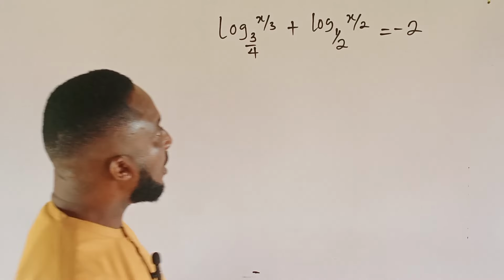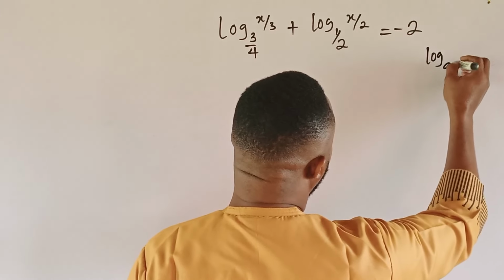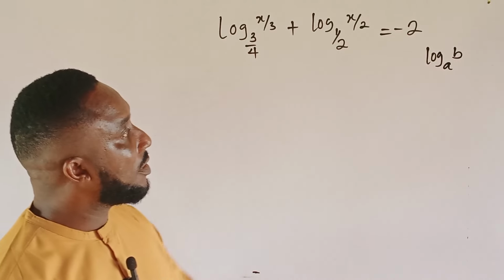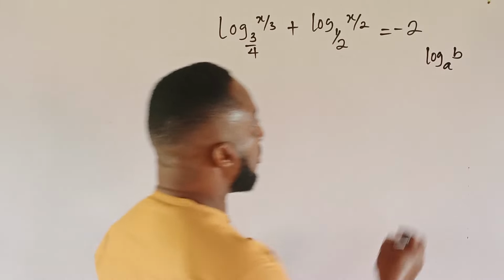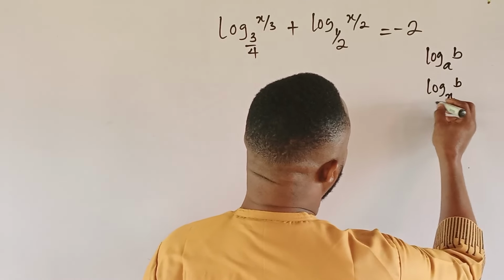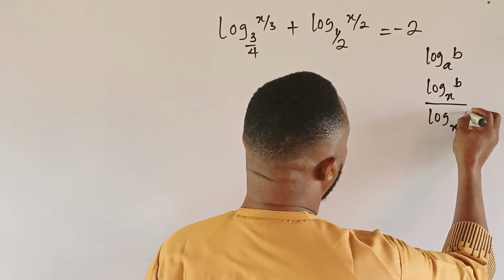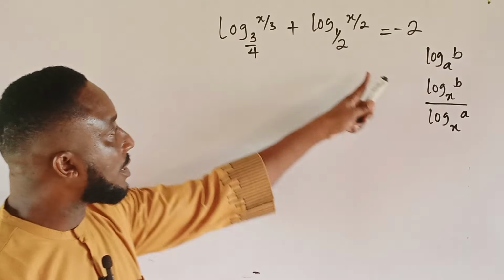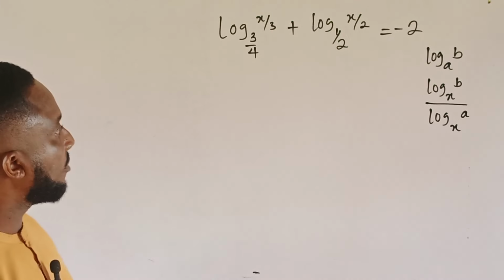We are used to the fact that if we have log to the base of a of the argument b, I can decide to change the base a to x. So that becomes log to the base of x of the argument b all upon log to the base of x of the argument a. So with this theorem of logarithm, we shall simplify this equation.